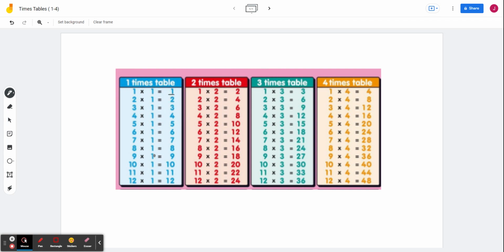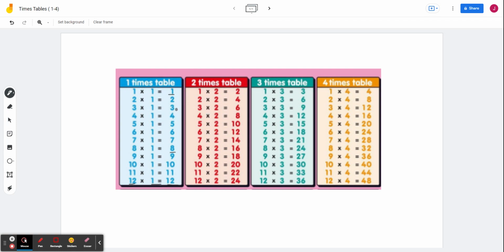And let's look for another example in this chart. Let's look at 8 times 1. 8 times 1 is 8. Like how 12 times 1 is 12. This is basically the times table of 1. It's very easy and simple.